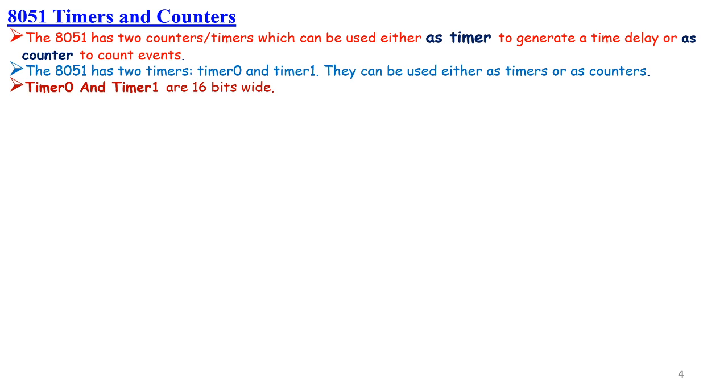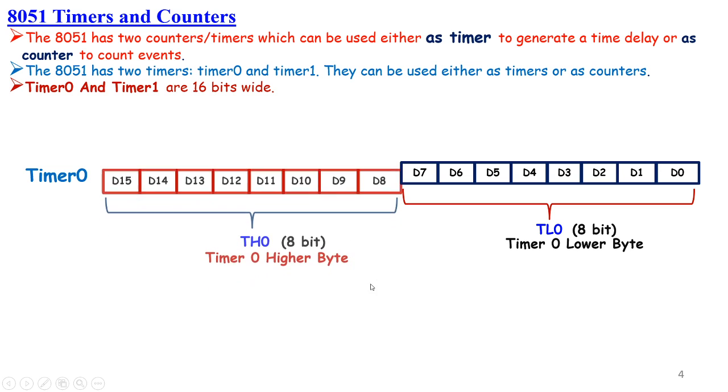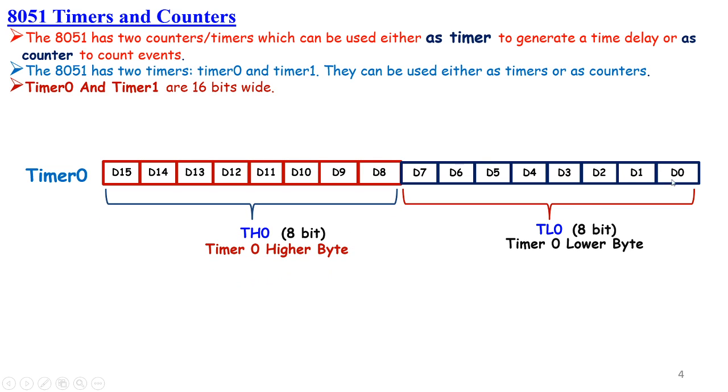Timer 0 and Timer 1 are 16-bit registers. So it is 16 bits wide. Timer 0, how this register is distributed, lower byte and higher byte, that we are going to discuss. D0 to D7 is the lower byte of Timer 0. D8 to D15 is the higher byte of Timer 0.